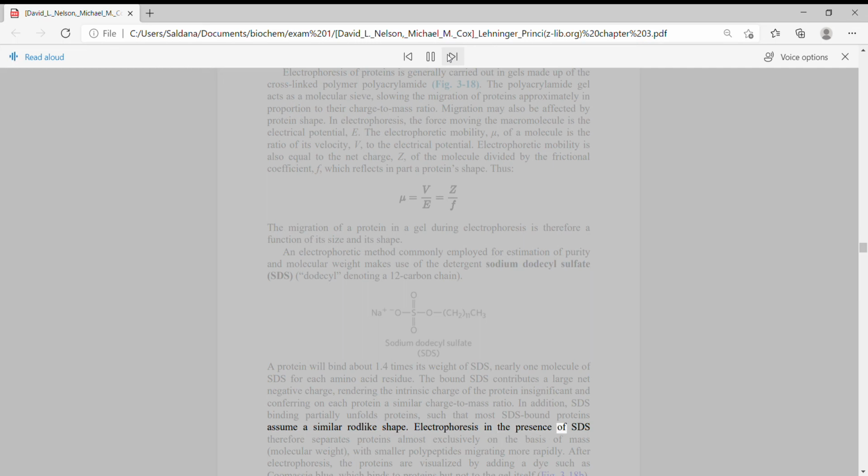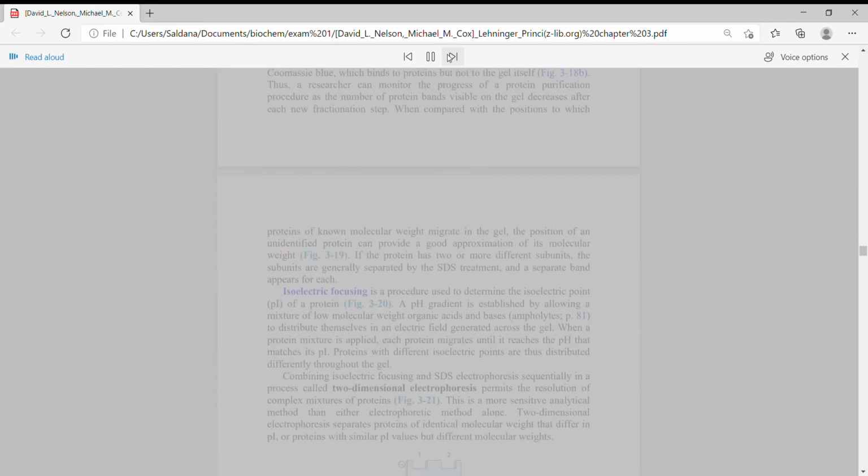Electrophoresis in the presence of SDS therefore separates proteins almost exclusively on the basis of mass, molecular weight, with smaller polypeptides migrating more rapidly. After electrophoresis, the proteins are visualized by adding a dye such as Coomassie blue, which binds to proteins, but not to the gel itself, Fig. 3-18b. Thus, a researcher can monitor the progress of a protein purification procedure as the number of protein bands visible on the gel decreases after each new fractionation step.